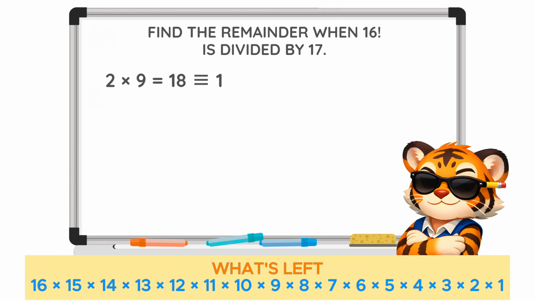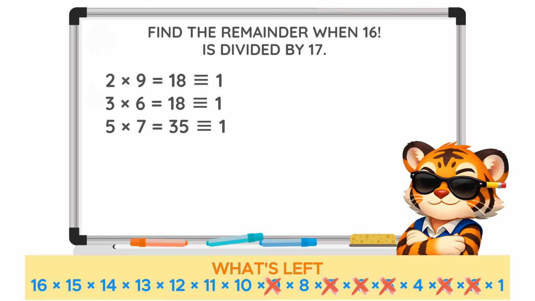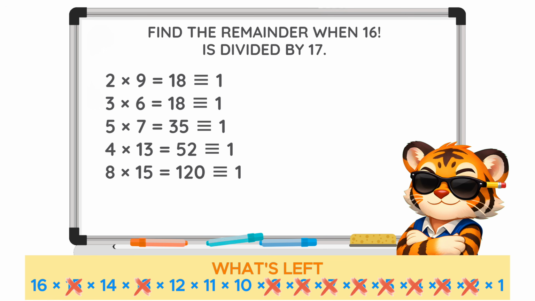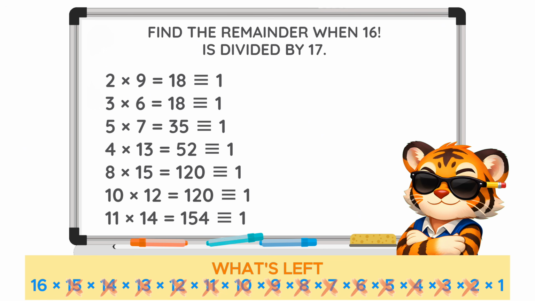The numbers below is where we'll track which numbers are already used. Since we've already used 2 and 9, let's cancel them out. Next is 3 times 6 equals 18. Then 5 times 7 equals 35. Then 4 times 13 equals 52. Then 8 times 15 equals 120. Next, 10 times 12 equals 120. Lastly, 11 times 14 equals 154.